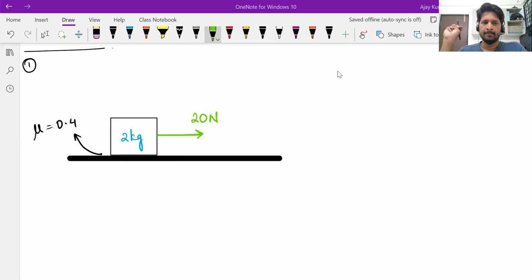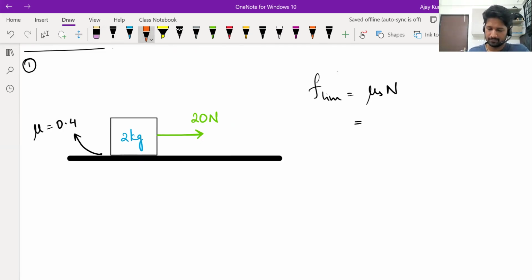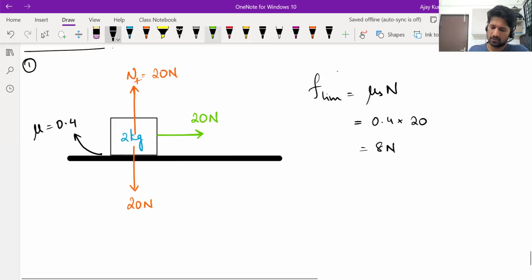Sir, the frictional force is not that much. Limiting friction. Okay, 20 Newton has to be stronger than the limiting friction on this block. Now we know that limiting friction is given by mu s into N. How much is the normal force on this block? Its weight is 20 Newton and the other 20 Newton doesn't have a vertical component. So normal force has to balance all the weight. So normal force will also be 20 Newton. And if that is the case, then limiting friction will be 0.4 into 20. That is only 8 Newtons. But the force trying to slide the block is 20 Newton. It will definitely slide.